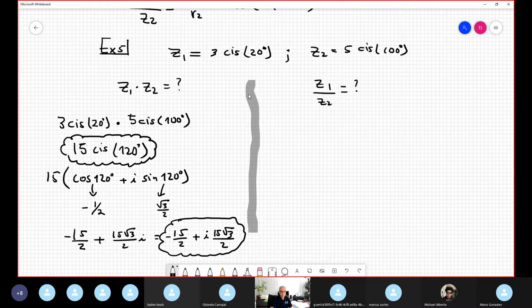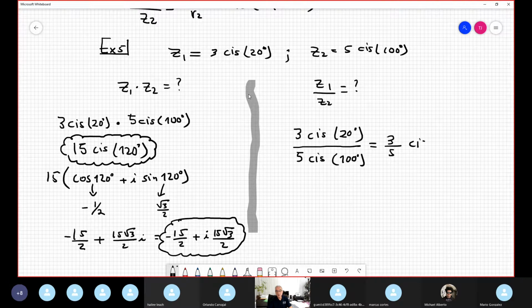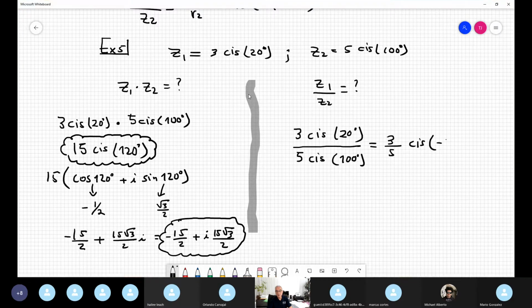No, it's clear, Professor. Let's do a division now. Division is, well, you divide C1, which is 3 (cosine plus I sine) 20 degrees, by 5 (cosine plus I sine) 100 degrees. Now you divide 3/5 (cosine plus I sine), and you subtract, it is negative 80 degrees.